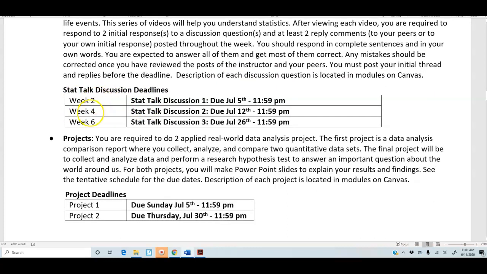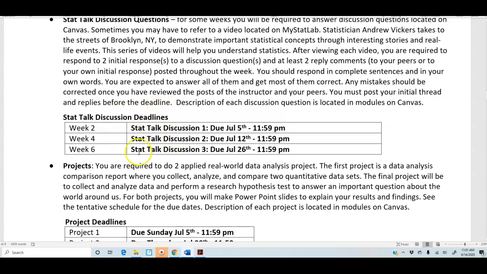So here are the weeks for when StatTalk discussion questions are due. You're going to have 3 of them: week 2, week 4, and week 6, and they're due on the Sunday. But you do not want to wait until that day, because in order to complete the discussion questions, you have to have all students working as a team to be able to answer those questions.